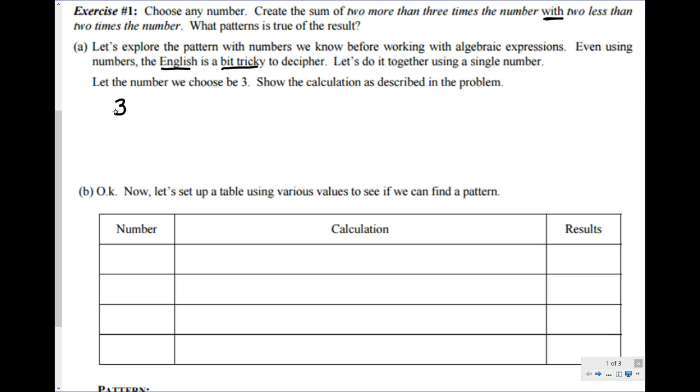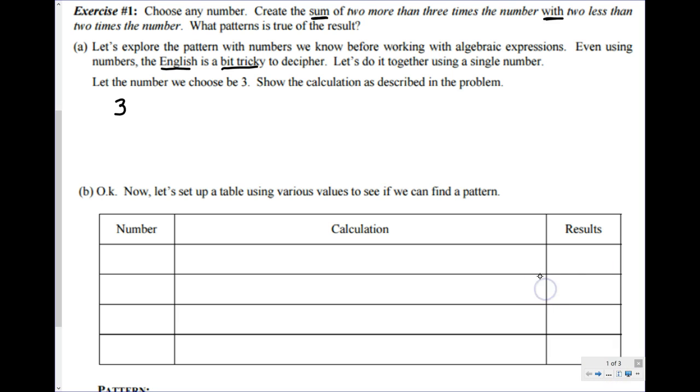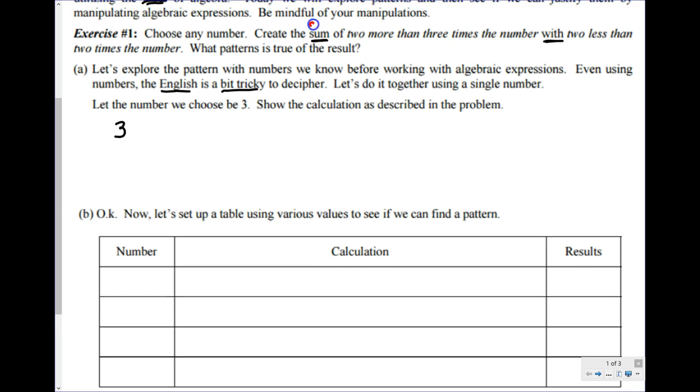And let's go to the English. The English says, create the sum. And let me use my colored pen here. Create the sum, so that means I'm adding something, right? I'm adding. That's what sum means. Let me scroll up. Going to add. Create the sum of 2 more than, so that's adding again, 2 more than 3 times the number.